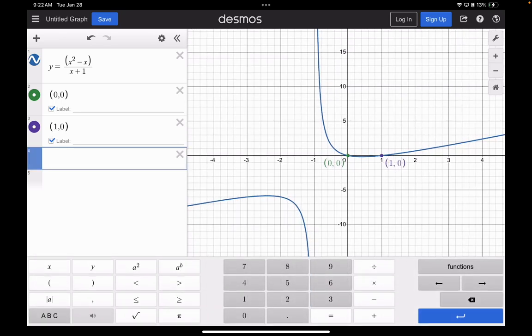All right, let's do our asymptotes. It's like in a good way because they're silly and goofy.